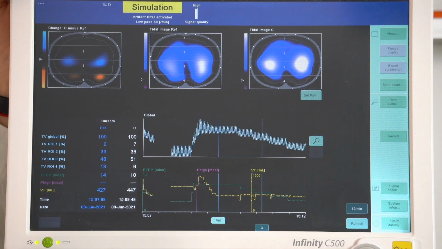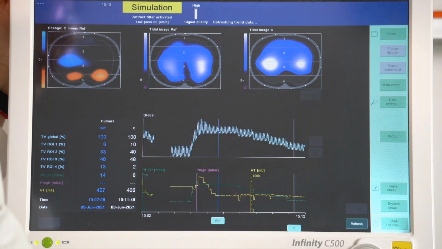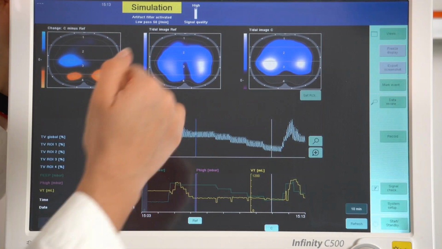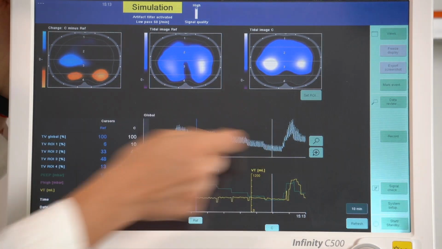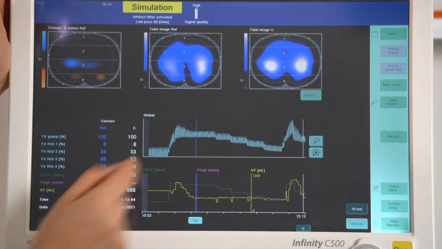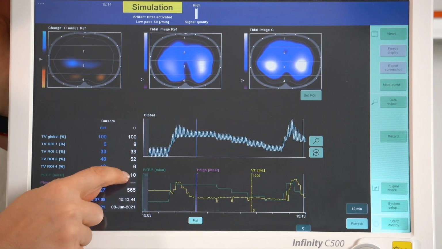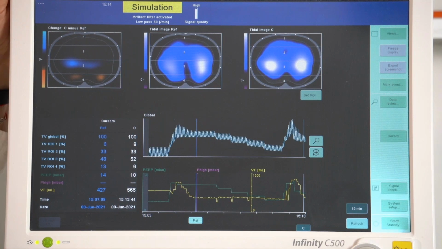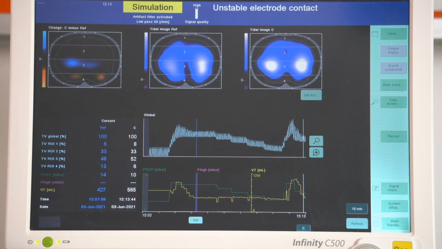Once you've made that decision, we need to perform another recruitment maneuver to open all the collapsed areas of the lung. So we perform the recruitment, and then we go back to the PEEP of 10. So basically, we have conducted a recruitment maneuver, and we evaluated the success of the recruitment maneuver in real time at the bedside, together with the ventilator, together with the patient. And we were able to find optimal settings for this particular patient.